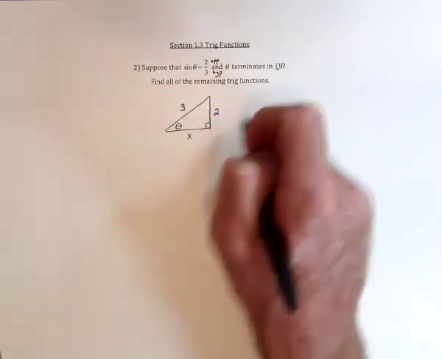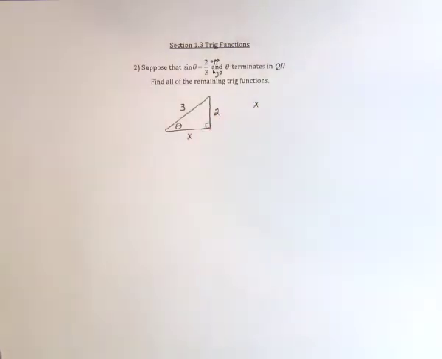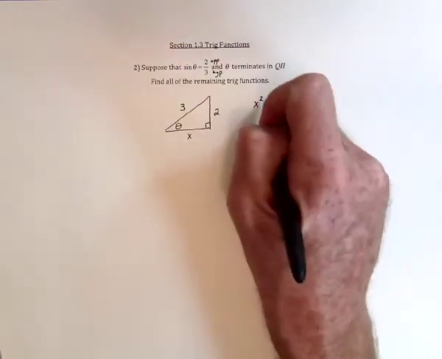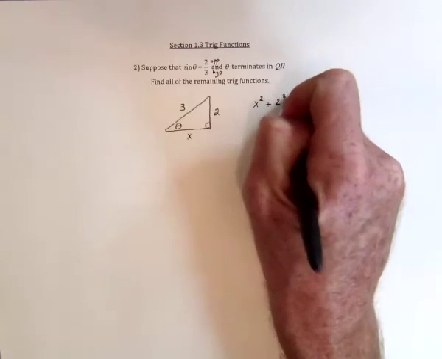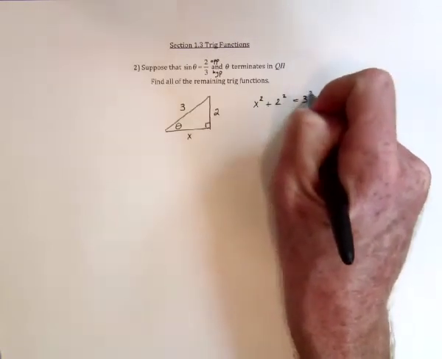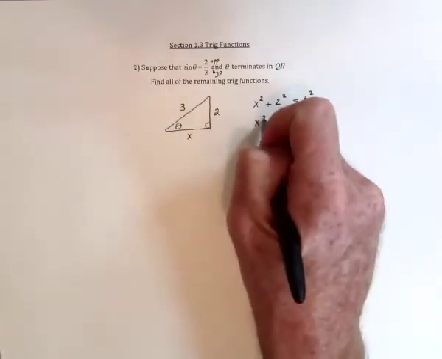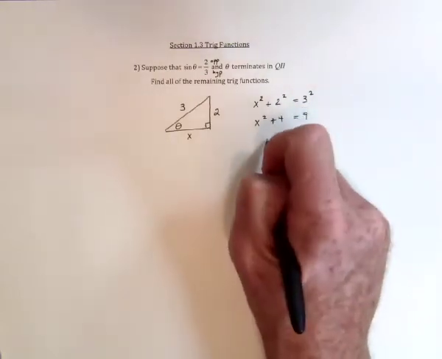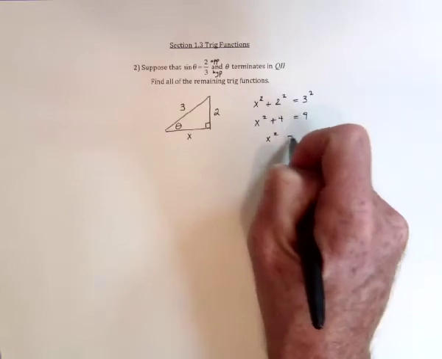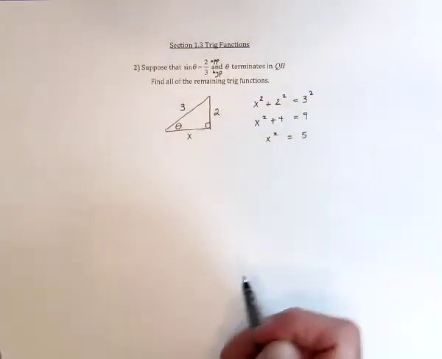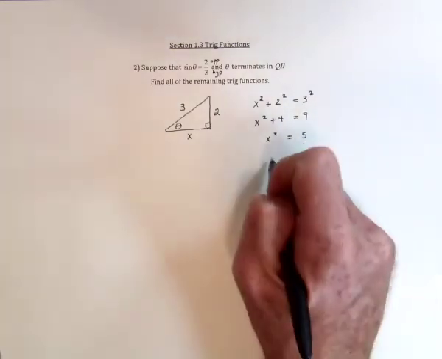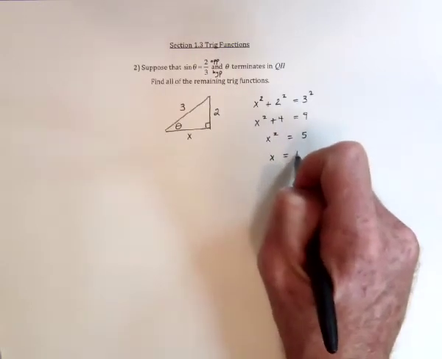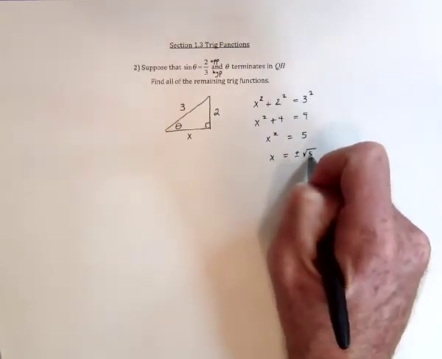We can then use the Pythagorean theorem to find out what's this missing side, x. So x squared plus 2 squared is equal to 3 squared. x squared plus 4 is equal to 9. And then subtract 4 to get that x squared is equal to 5. And then take the square root of both sides, plus or minus the square root of 5.